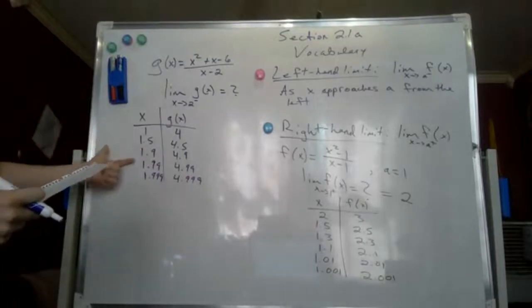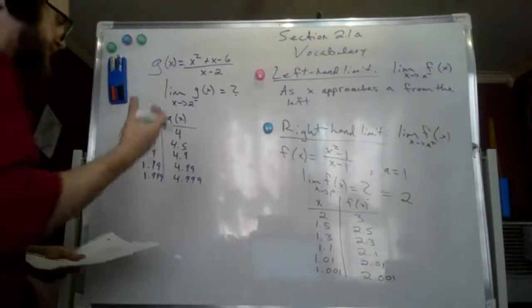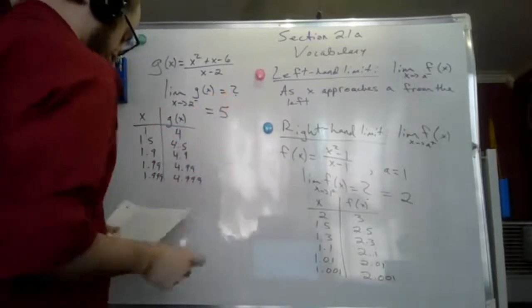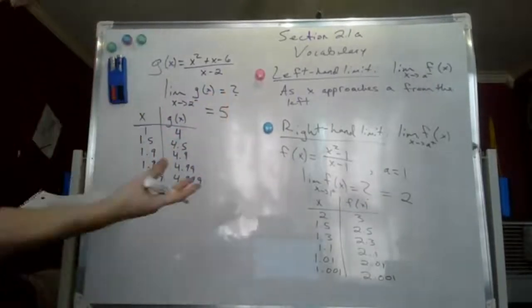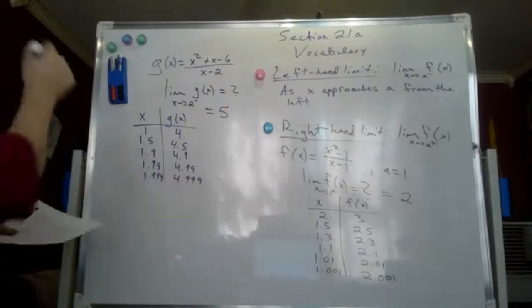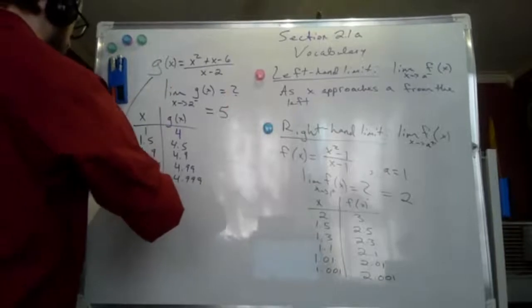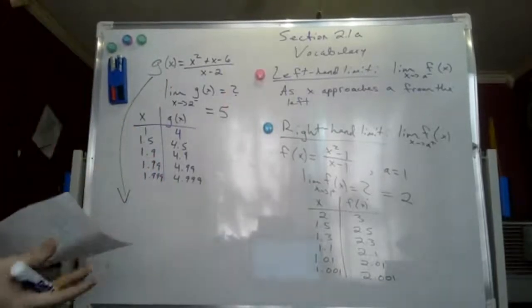Really, this tells us that as x gets closer and closer to 2, our value here is getting closer and closer to 5. So that is the left-hand limit. Now, aside from using that approach, you also have the option of trying to graph this.